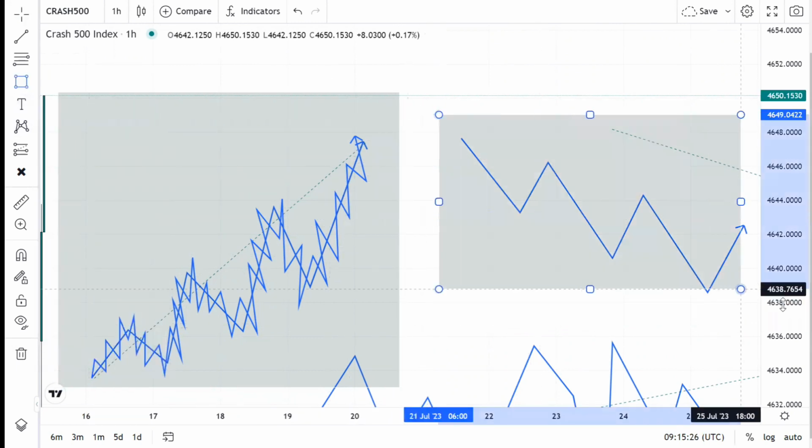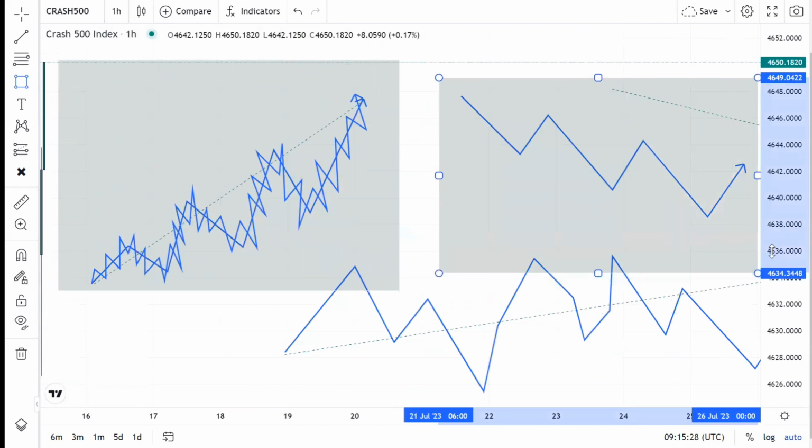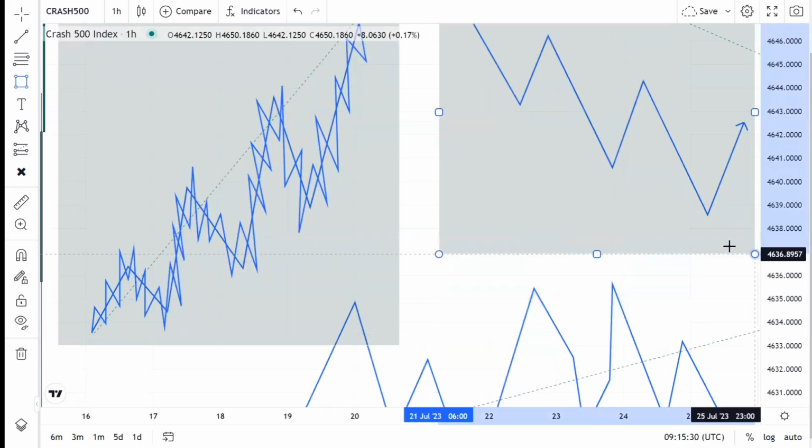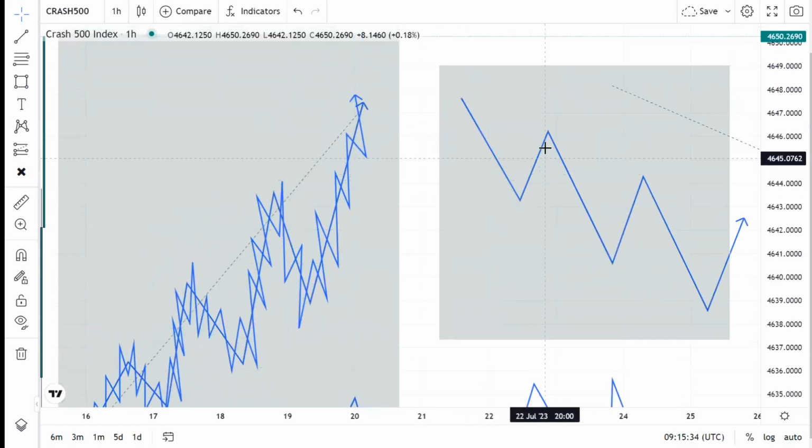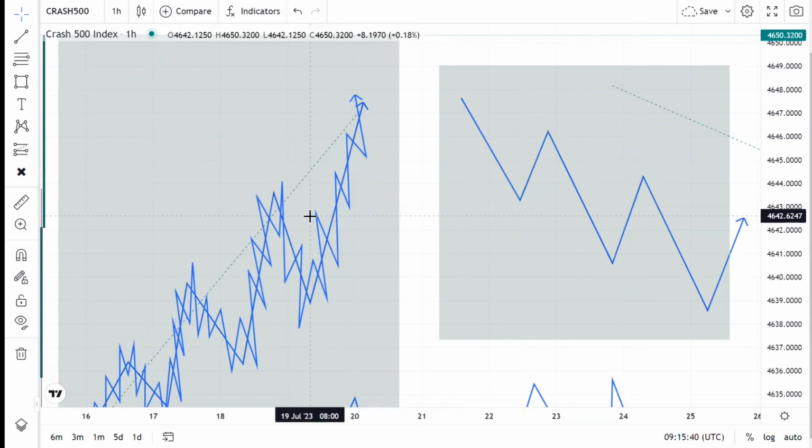Because this is an overall downtrend. It is a downtrend. It means that the sellers are in control of the market at this point. So the move to the downside is going to be more than the move to the upside. But in an uptrend, the buyers are in control. So the move to the upside is going to be more than the move to the downside.